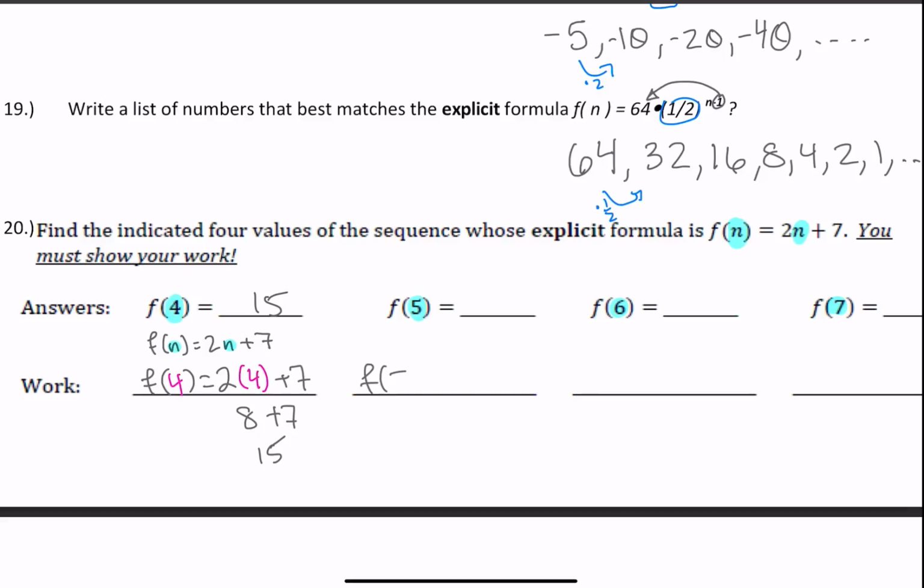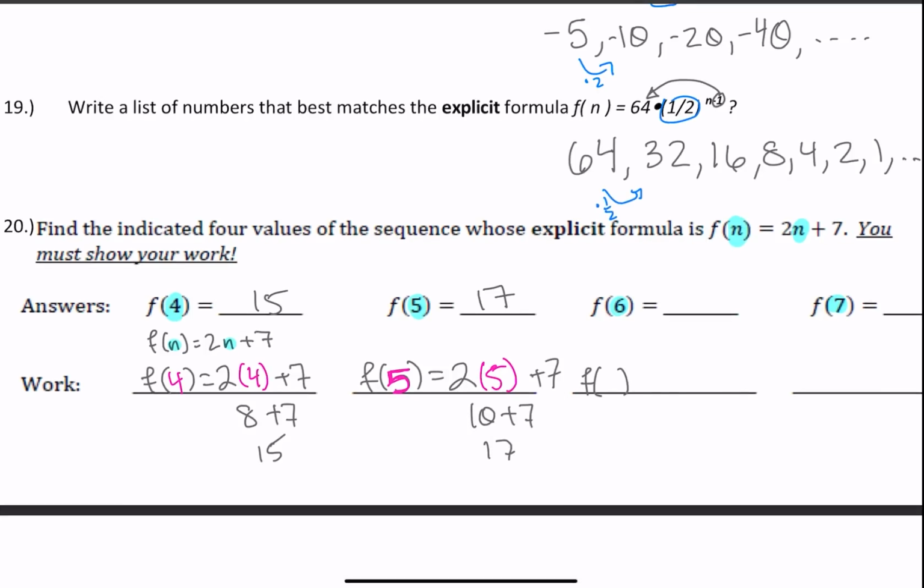So let's do that again. Now we're replacing with 5. So we have 2 times 5 plus 7. And I'll make this other 5 pink so you guys see that. So 2 times 5 is 10. 10 plus 7 is 17. There we go.